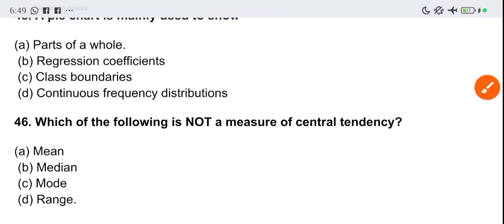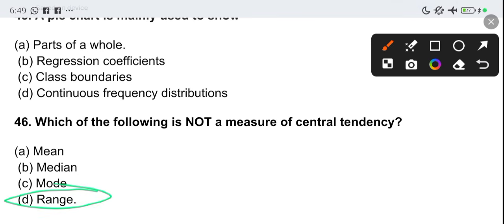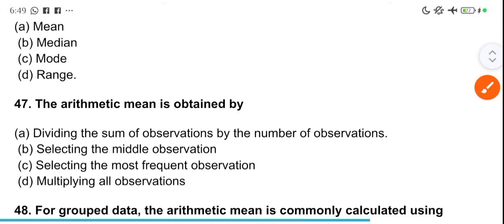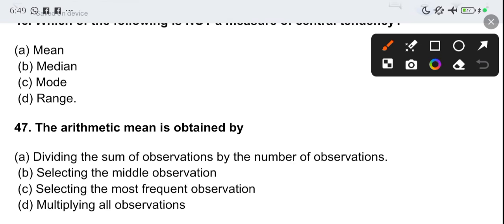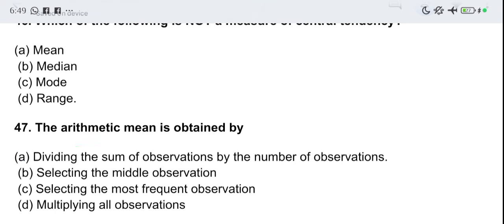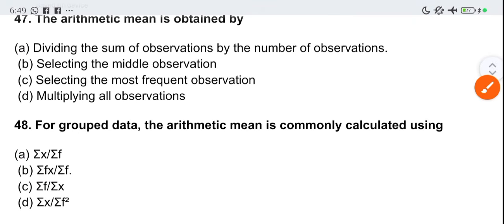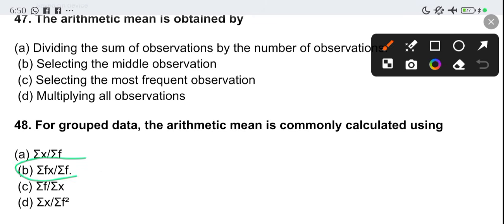Which of the following is not a measure of central tendency? Range is not a measure of central tendency. We have mean, median, mode. Right. The arithmetic mean is obtained by dividing the sum of observations by the number of observations. For grouped data, the arithmetic mean is commonly calculated using the summation of frequency times the individual observation values, divided by the summation of frequency. You multiply the frequency and the values, add them together, and then divide by the total frequency.